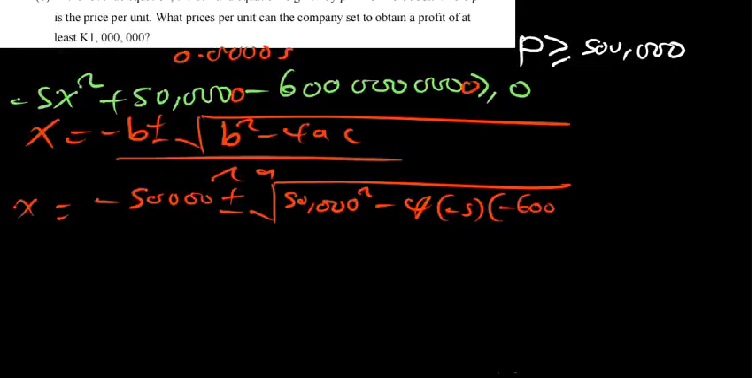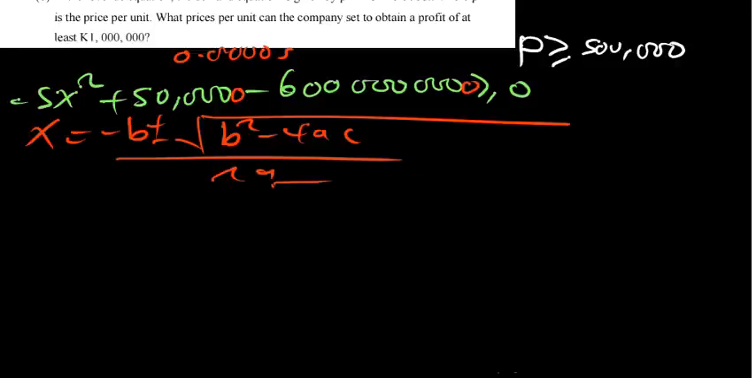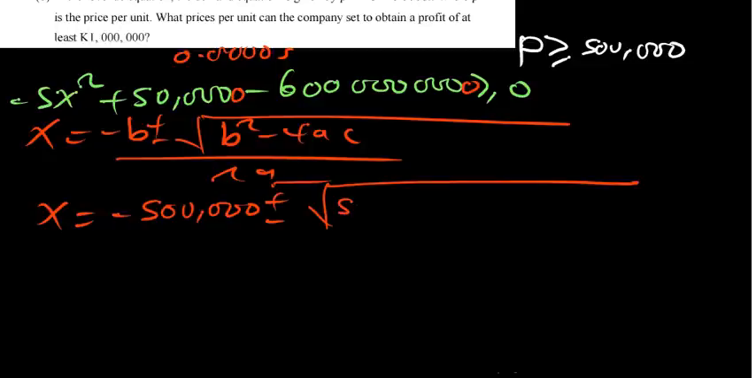Okay, perfect. Now, here I need to add another 0. Is 50,000 the way it is? It's supposed to be 500,000, so I need to add another 0. Let me just do this. So the calculation is a bit bulky, right? So it's going to be negative 500,000, since we have added another 0, plus or minus 500,000 squared minus 4. A is negative 5. C is going to be, how many zeros? 1, 2, 3, 4, 5, 6, 7, 8, 9. Not so?